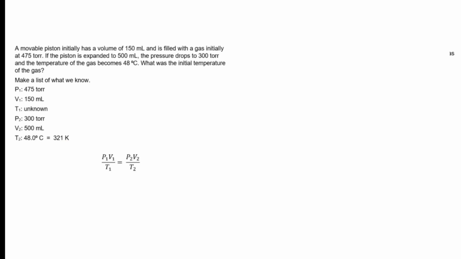Okay, so plugging in all our variables, we get this monstrosity. Let's double check and make sure our units match. We have torr and torr, milliliters and milliliters, and our temperature is in Kelvin. So now we just need to work our algebra to find T1. And T1 is 152 Kelvin. And let's convert that to Celsius. And we get negative 121 Celsius.